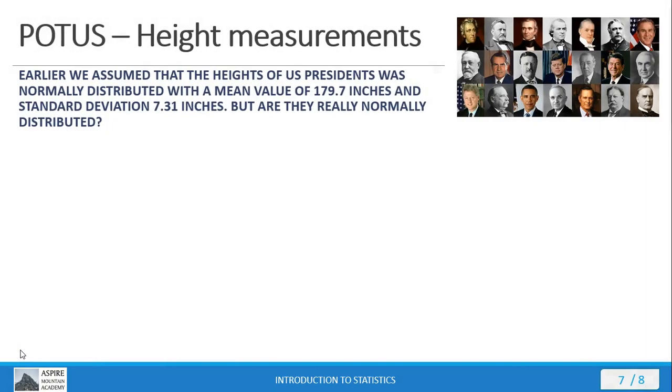Let's go ahead and look at one more example there in our POTUS data file. We've looked before in previous mini lectures at the heights of U.S. presidents, and we've done some statistics with that data. We've assumed that those data are normally distributed, but are they really normally distributed? Go ahead, stop the video, get into that data, find out what the answer to that question is, and then come back and we'll see how well you did.